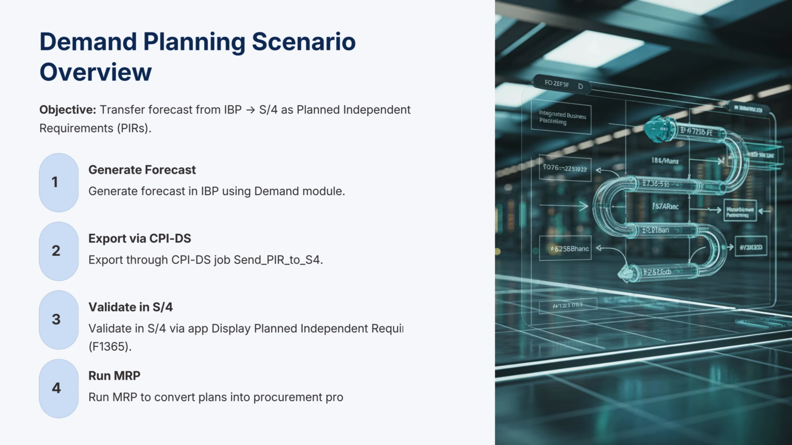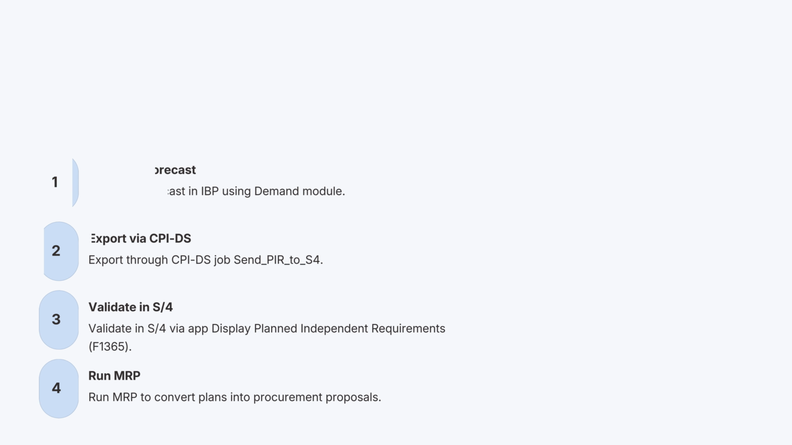Demand Planning Scenario Overview. Let's begin with the demand planning scenario. You'll generate a forecast in IBP using historical data, export it using CPI-DS through the Send PIR to S4 job, and verify results in S4 using the Fiori app Display Planned Independent Requirements, F1365. Afterward, run MRP in S4 to see how these forecasts trigger procurement and production proposals.